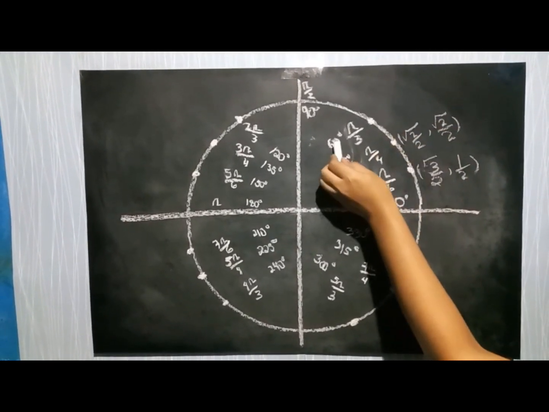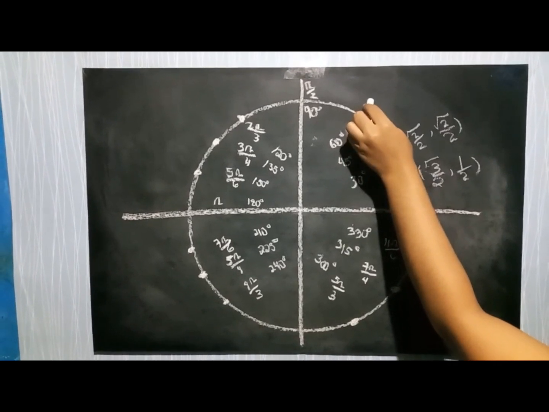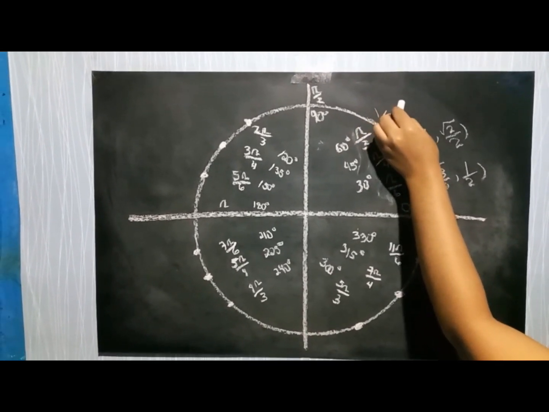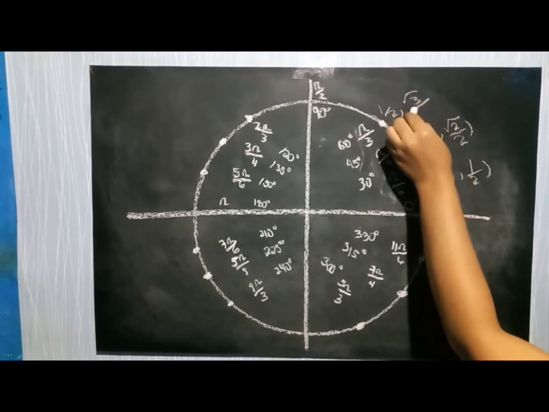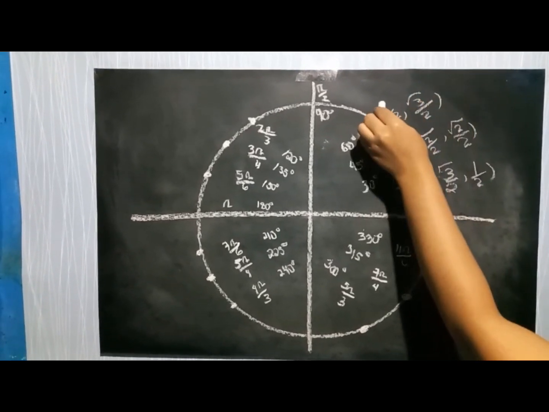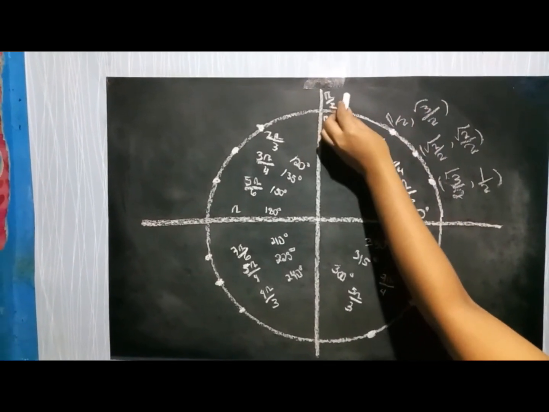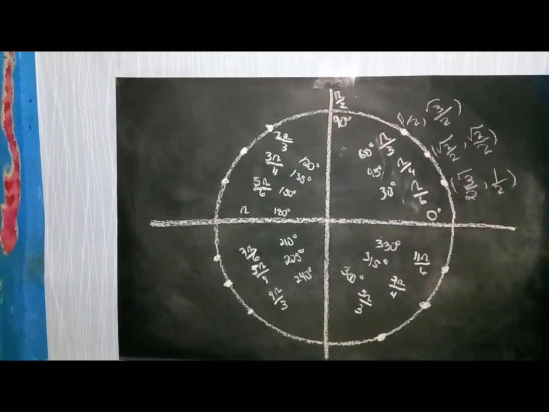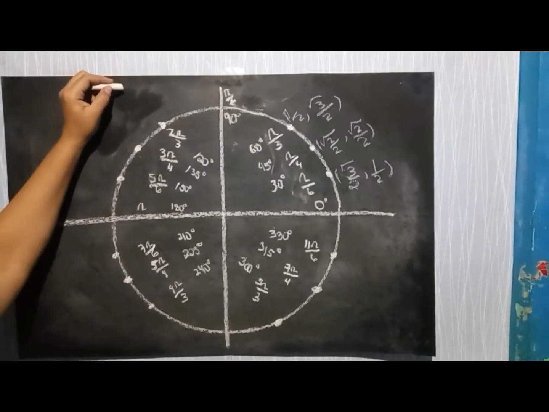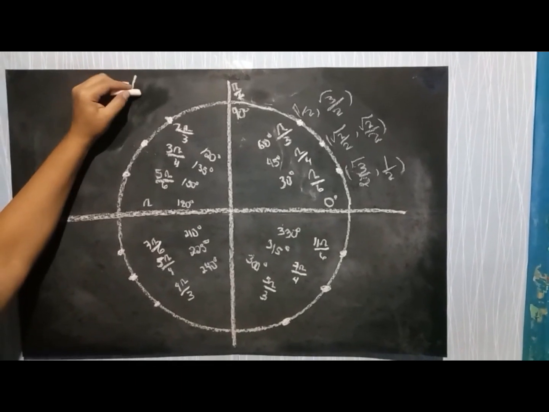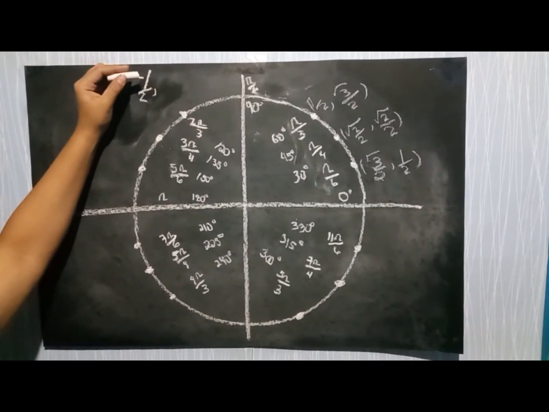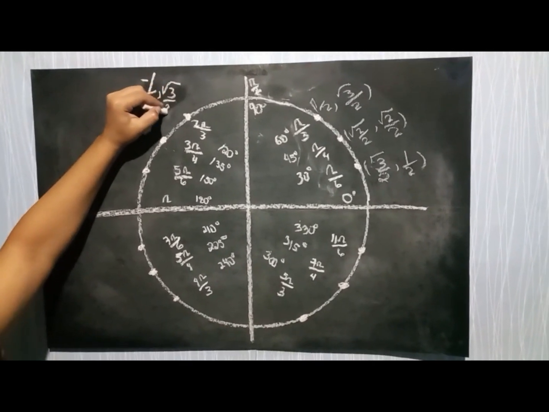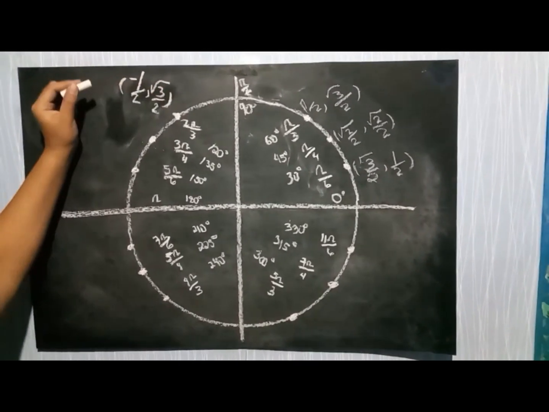The x and y coordinates of the 60 degrees and pi over 3 is 1 over 2 and square root of 3 over 2. Now, let's move on in this side. The coordinates of 120 degrees and 2 pi over 3 is negative 1 over 2 and square root of 3 over 2.